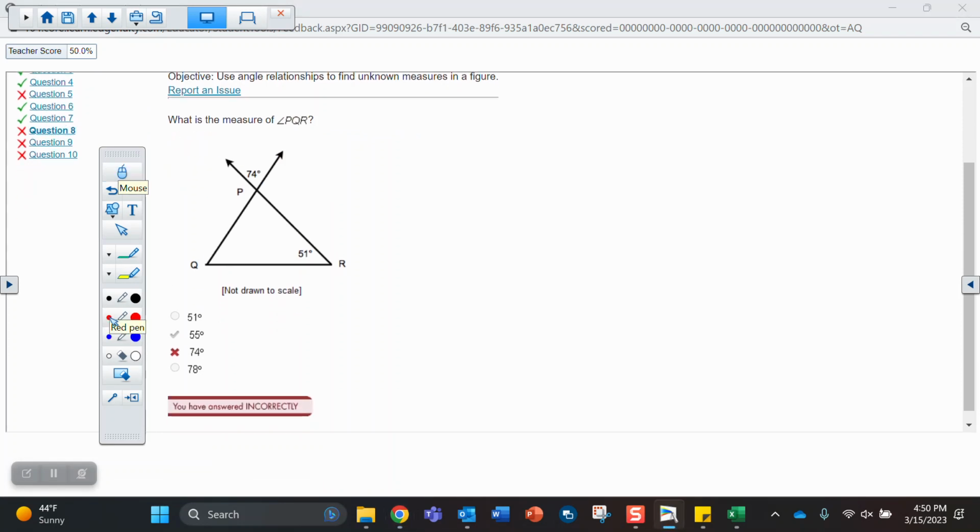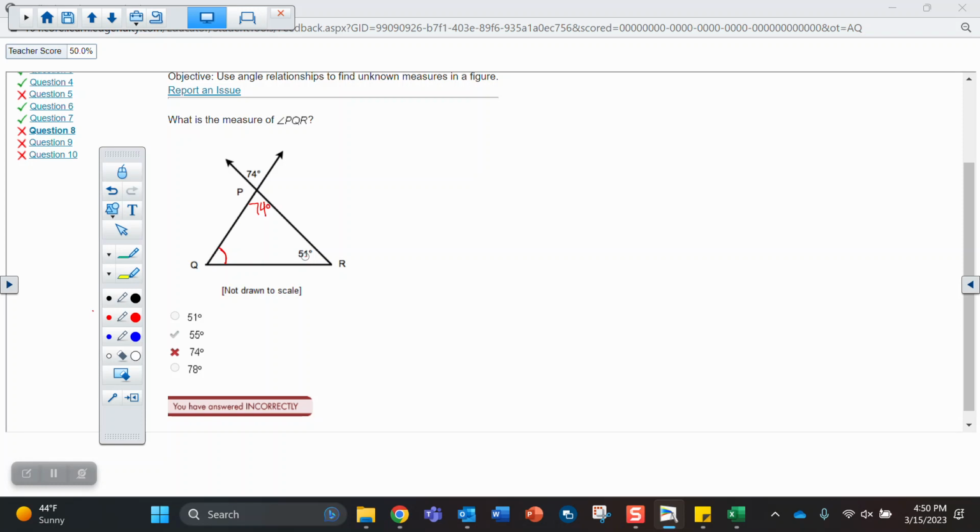Here it asks, what's the measure of PQR? So we're looking for this angle over here. So the first thing I know is that this angle up here outside is 74 degrees. That makes this 74 degrees because those are related using vertical angles. So this angle here, QPR, is 74 degrees.